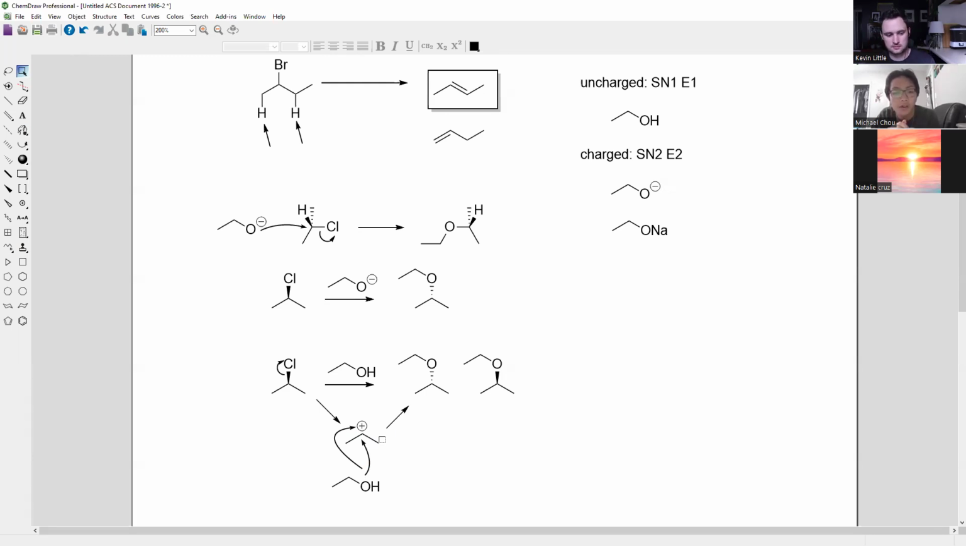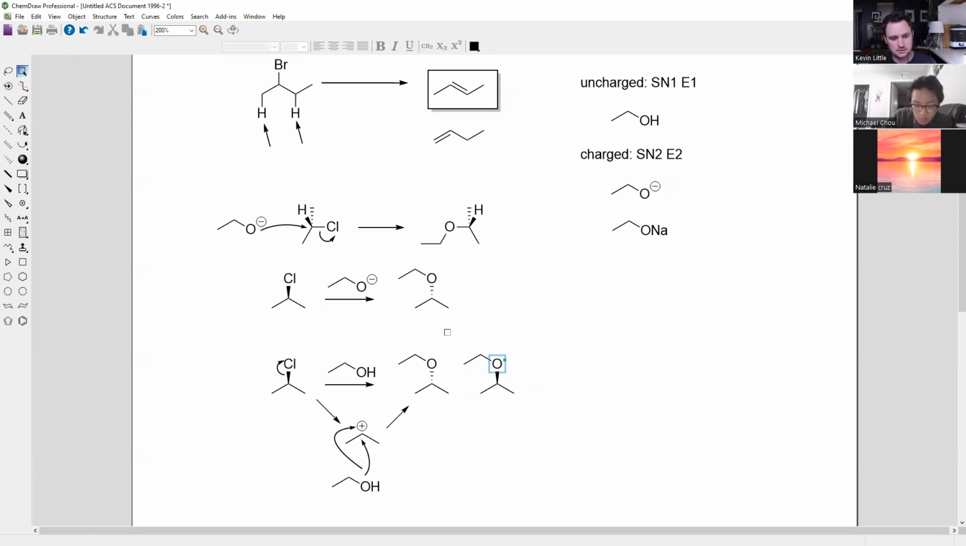So you're saying that if we just draw the arrows, don't show front or back. I'm just trying to show that it can approach from two different directions. So either of those products would be fine. Technically, you're going to get both. Okay. This is called a racemic mixture.